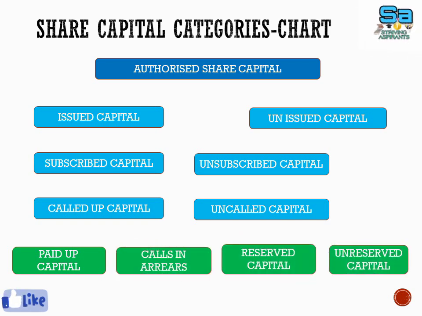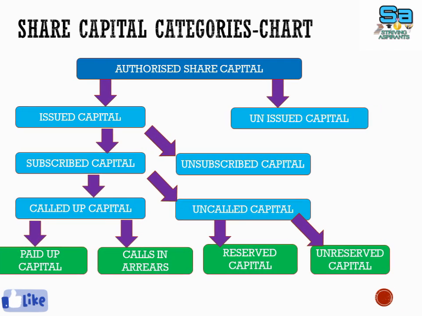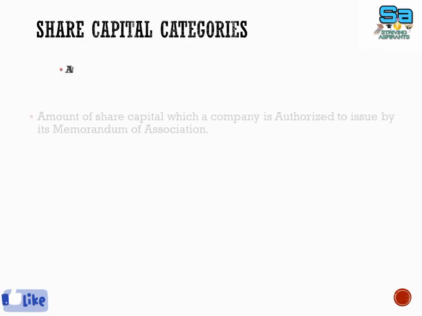Called up and uncalled capital are further divided into two. Under called up capital, there will be paid up capital and calls in arrears. And in the case of uncalled capital, there are two divisions: reserved capital and unreserved capital. Now we will check each one in detail. First one is authorized capital.